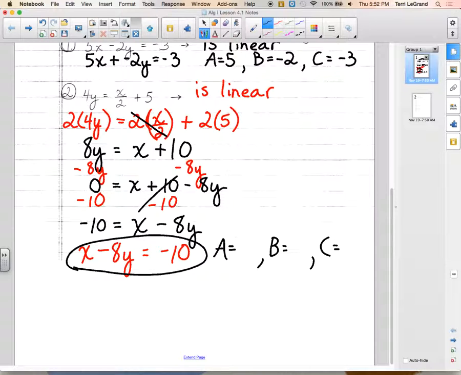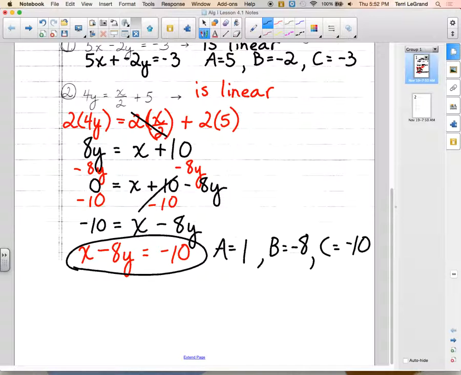So what is x being multiplied by? 1. That subtract 8y, if we did change it to add the opposite, we'd have plus a negative 8y. So our b value is negative 8. Because remember, standard form is plus by. And our c value is negative 10. So there's our linear equation in standard form identifying A, B, and C.